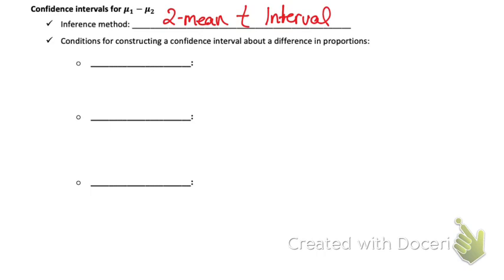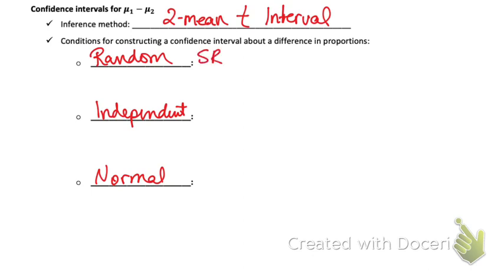Anybody want to guess what the 3 conditions are? Random, independent, and normal. Are you tired of this stuff yet? Can I just write 10% for independent? Sure. Normal or random: SRS of n1 from population 1.